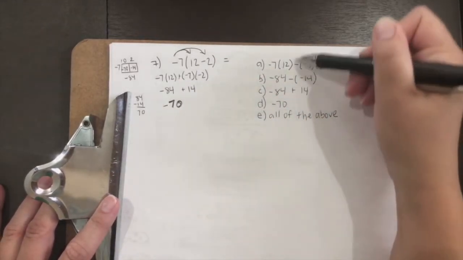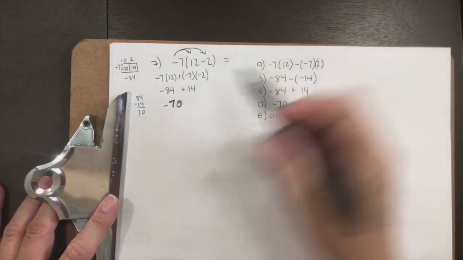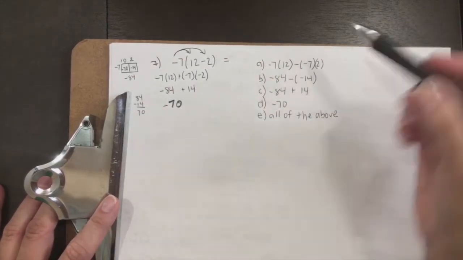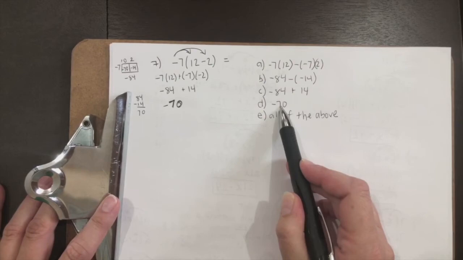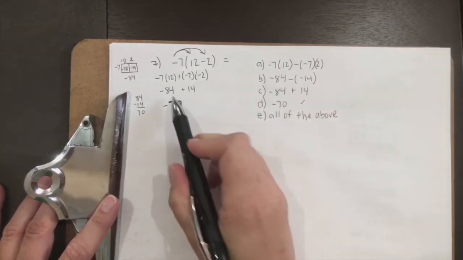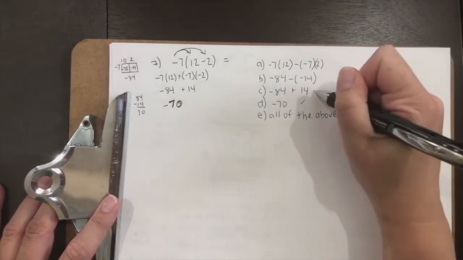So let's see. These look kind of like the steps here. So -70, -70, that works. -84 and positive 14, that works.